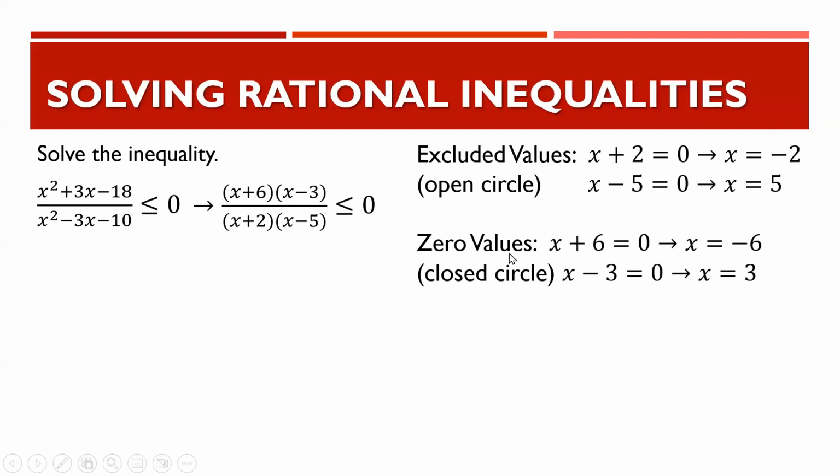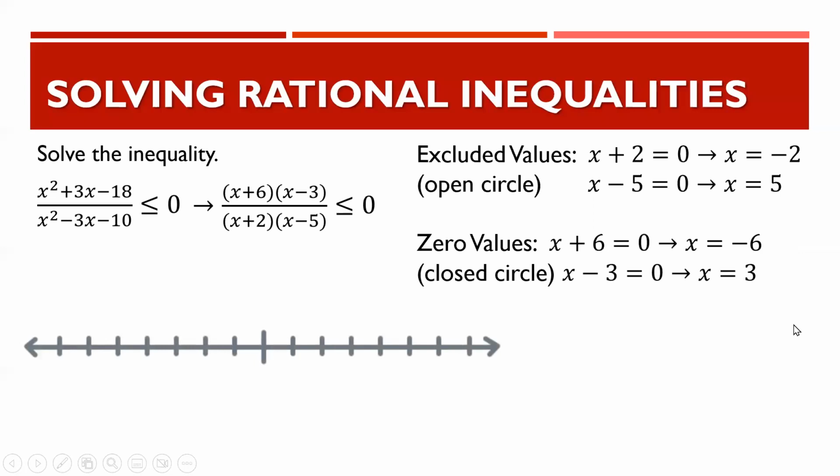Then we've got our 0 values, which is taking the numerator and setting it equal to 0. So x plus 6 equals 0, x minus 3 equals 0, gives us 0 values of -6 and +3. This time our 0 values are going to have a closed circle because our original inequality was less than or equal to. So because we had the "or equal to" portion, those circles are going to be filled in.